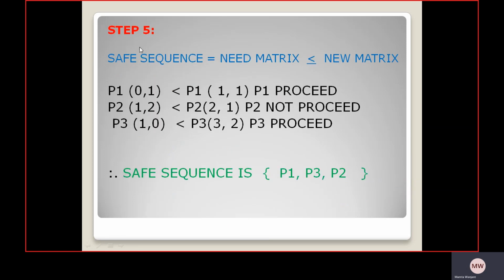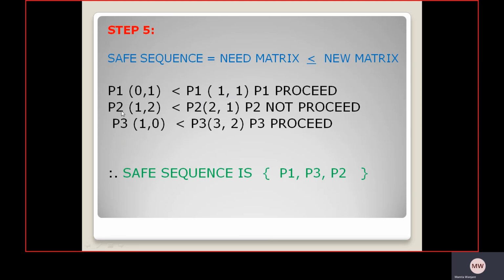So from that, we have to find out the safe sequence, that is, the need matrix should always be less than or equal to the new matrix. So you compare that. For process 1, here 0, 1 is the need matrix, and we already calculated the new matrix table also. So P1 of that comes to 1 comma 1. So 0 is less than 1, that is okay. 1 is less than or equal to 1, that is also okay. So P1 proceeded.